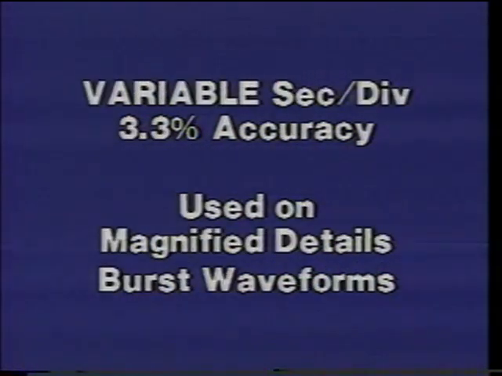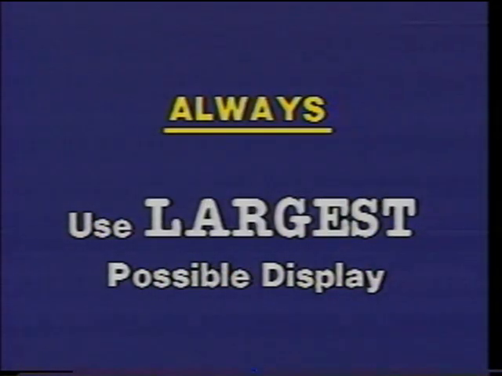The graticule is, of course, our only way of measuring isolated events that can be viewed only on a photograph. The fourth method makes use of the variable second per division control and the graticule. Again, this is a method for viewing or measuring expanded details of a complex signal or isolated bursts. This method can give us 3.3% accuracy. With any of the 4 measurement techniques, the best available accuracy will be obtained by expanding the display as much as possible. This minimizes errors due to visual resolution and CRT nonlinearities.